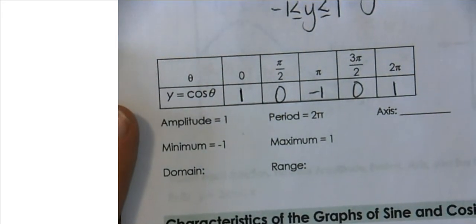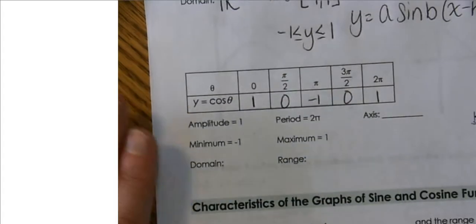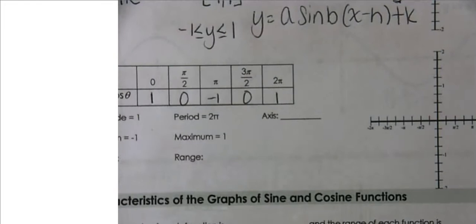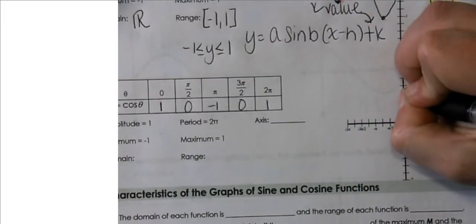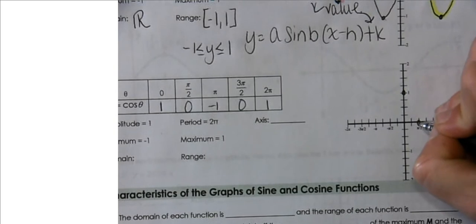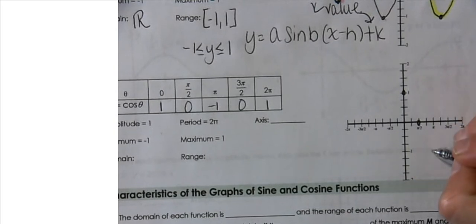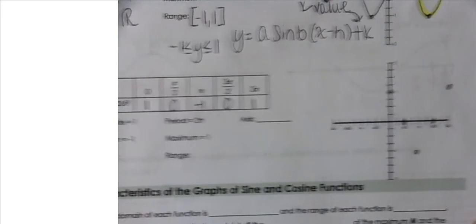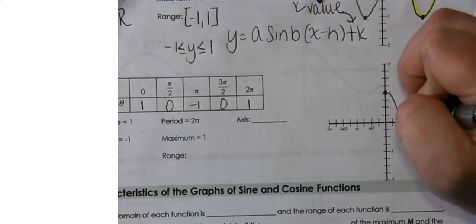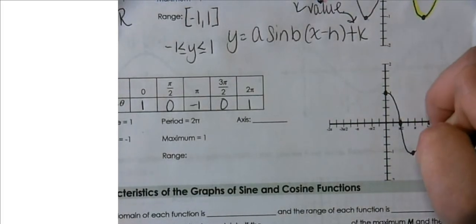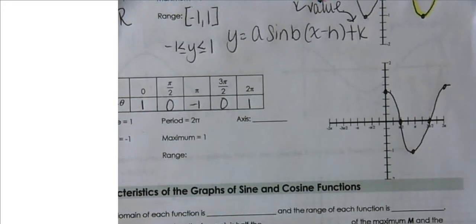So we're going to go ahead and plot these ordered pairs onto the grid. So I'm going to go ahead and plot 0, 1. And then I have pi over 2, 0, pi down to -1, 3 pi over 2 to 0, and 2 pi going all the way up to 1. And this looks like it's going to be a V, but it's actually supposed to be kind of curved. Not supposed to be something that is like a sharp zigzag. That is not how cosine or sine functions are. They are curves, they are waves, they're not zigzags. So please make sure that you pay attention to that.